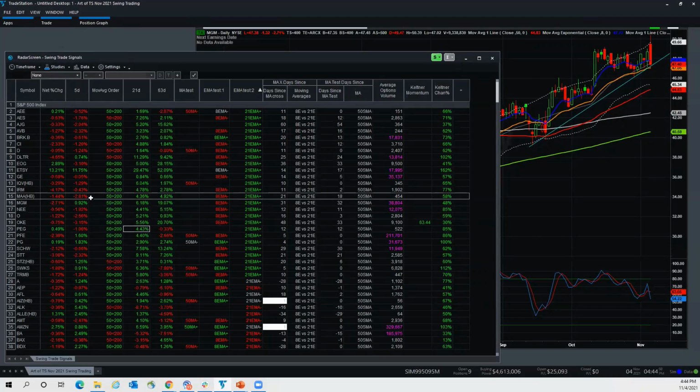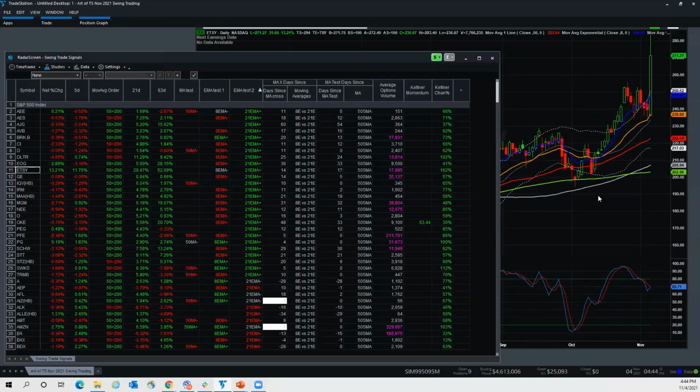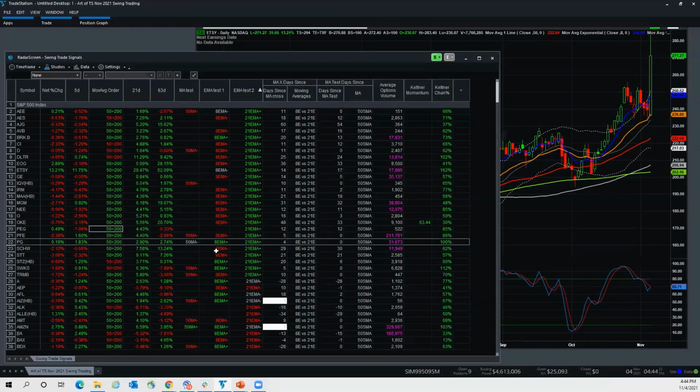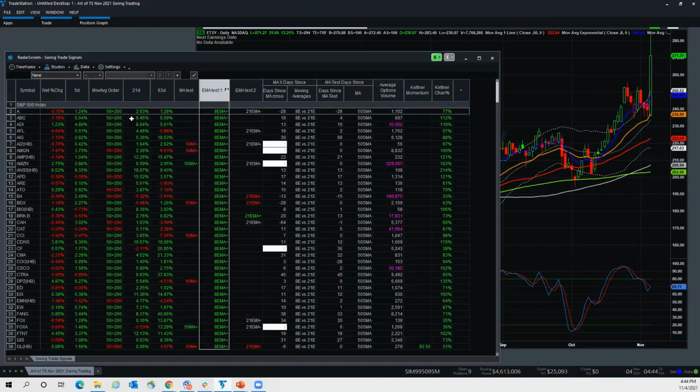I didn't even know what these were going to be because these change constantly. Here was Etsy, for example, which had a huge rally today, but you can see this morning it opened right at that level. So that's just kind of interesting. I also think it's interesting that you can use, in addition to the 21-day, the 8-day.